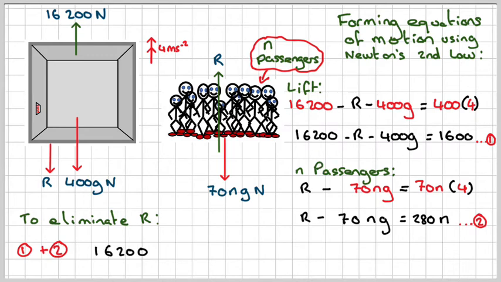So that will give 16,200 minus 400g, the minus R and the R will cancel out, minus 70ng, is equal to 1,600 plus 280n. So we've got an equation here, and the only unknown is n, because we know that g is 9.8. So we should be able to find the value of n.